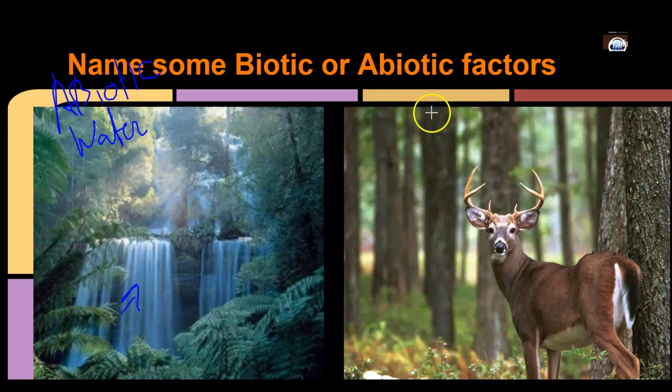If we did biotic pictures, obviously you got the deer. Over here, I can see the sunlight. That's abiotic. The amount of sunlight directly affects the types of plants. Well, plants are biotic. Could be trees and ferns. I see a lot of trees and I see a lot of ferns.